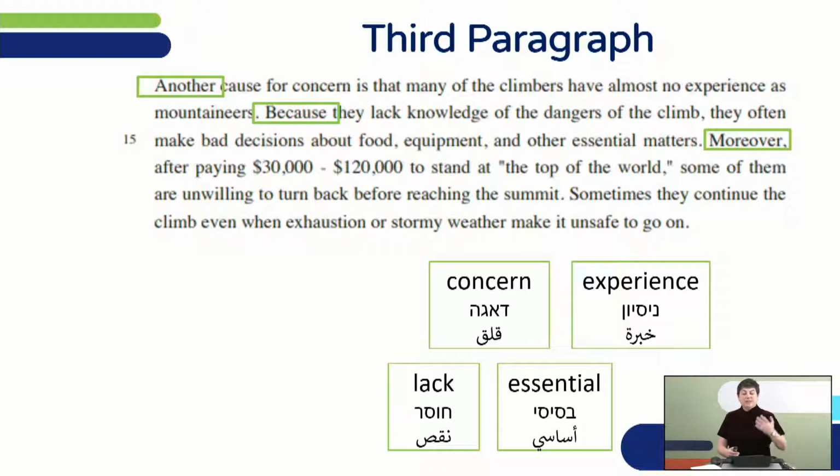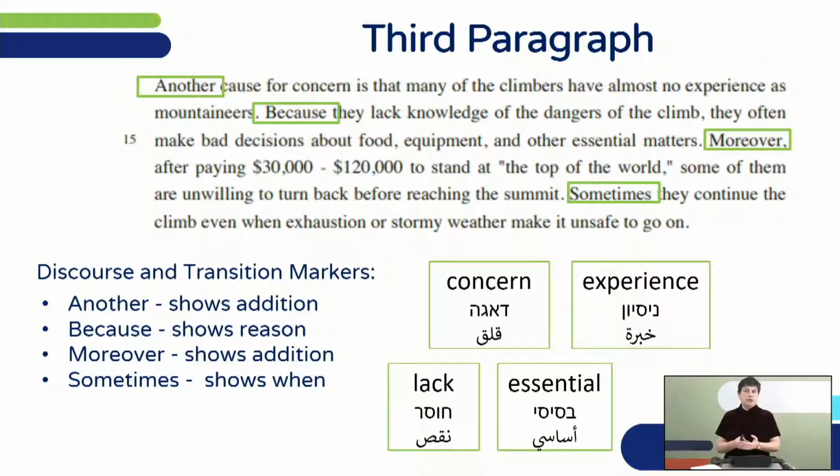Moreover, this is more of the same. Another, moreover. After paying $30,000 to $120,000 to stand at the top of the world, some of them are unwilling to turn back before reaching the summit. Sometimes they continue to climb even when exhaustion or stormy weather make it unsafe to go on. So let's look at these transition markers. Another shows addition. Because shows the reasons. Moreover shows another addition. Sometimes shows us when.